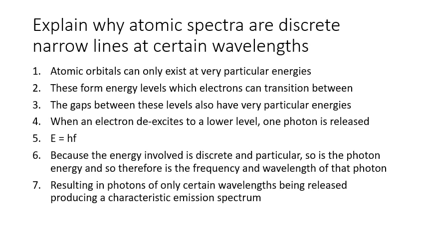Consequently, only photons of certain wavelengths can be released, and that produces your characteristic emission spectrum where you have narrow lines at certain wavelengths.